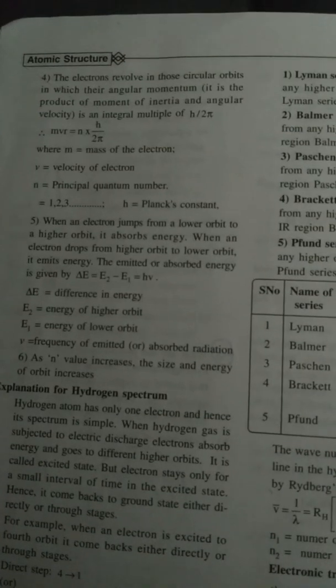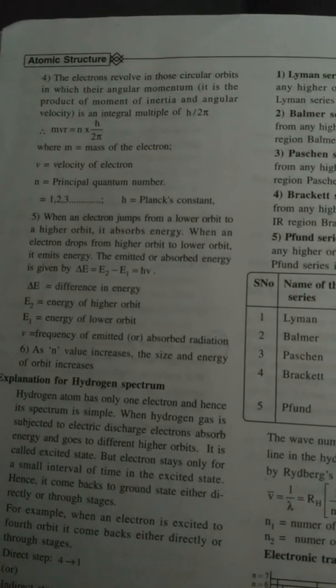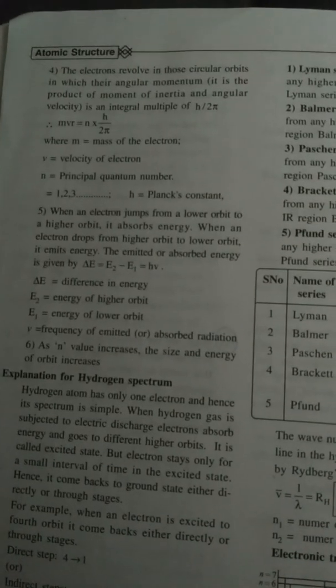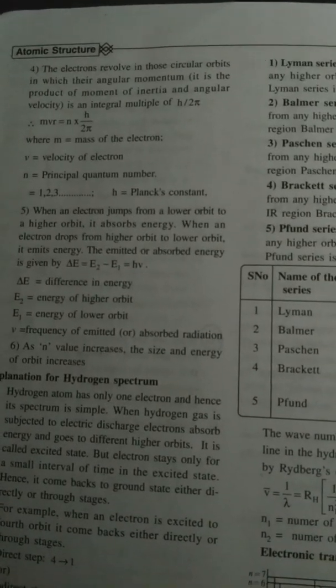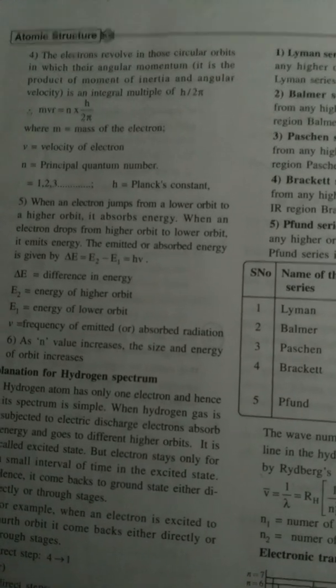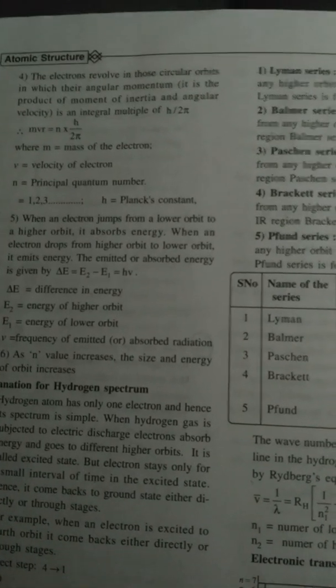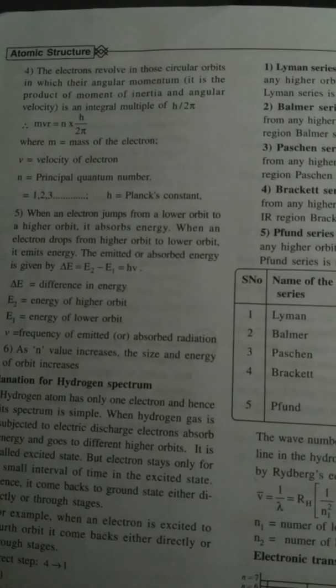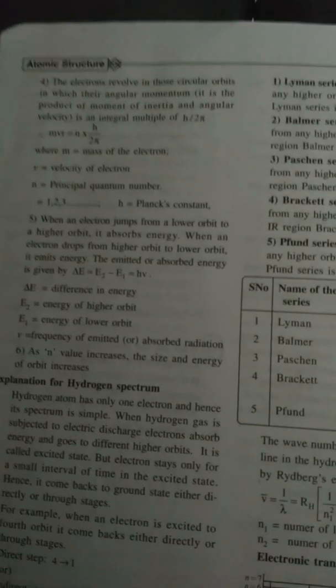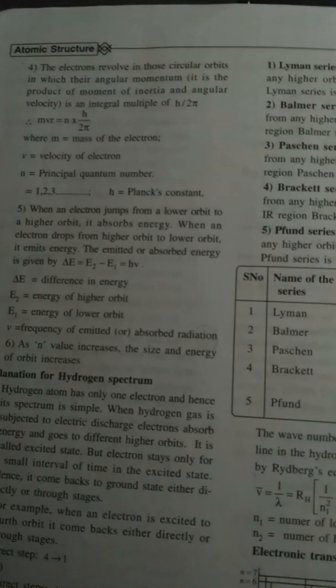When an electron jumps from a lower orbit to a higher orbit, it absorbs energy. It means from K to L or L to M, etc. When an electron drops from a higher orbit to a lower orbit, it emits energy. It means from L to K and M to L, etc.